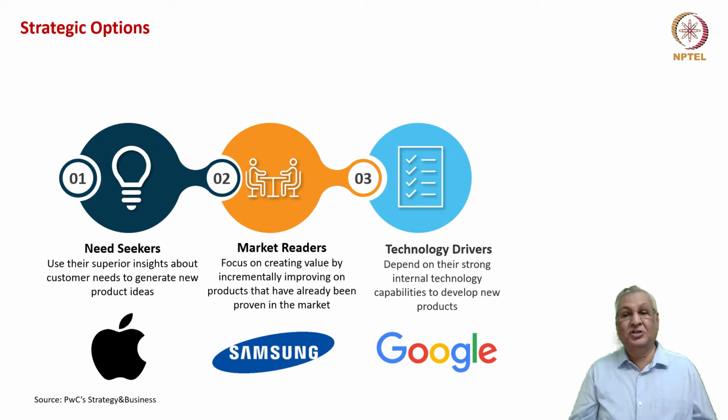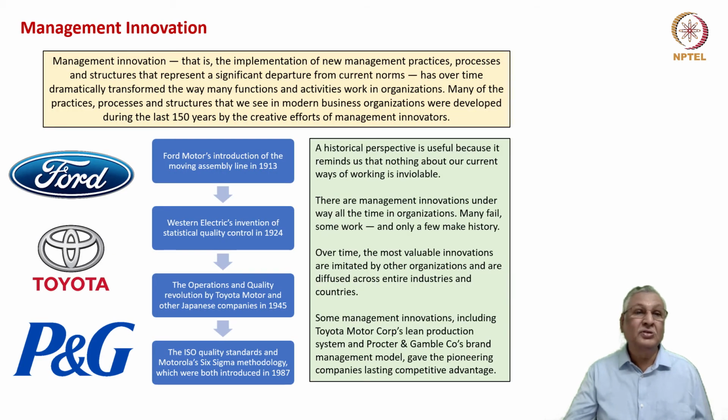The others are structured companies. They read the market very well. They create value by incrementally improving on products that have already been proven in the market. Samsung is an example. Some others are technology drivers. They get the core technology for the first time and then create a new business and new industry around it. Google, through its search, became that kind of company.